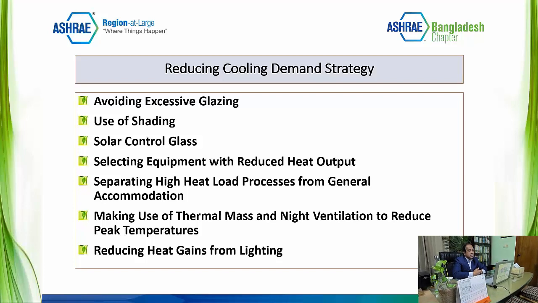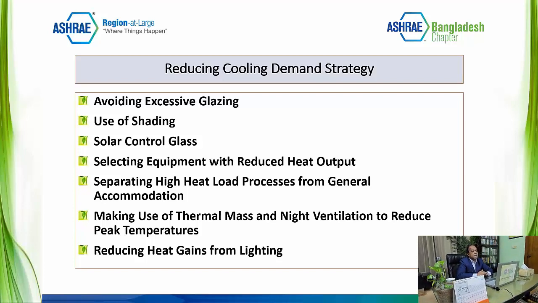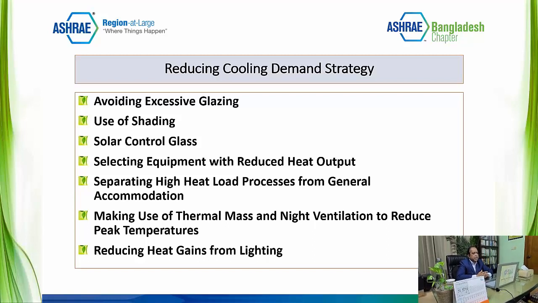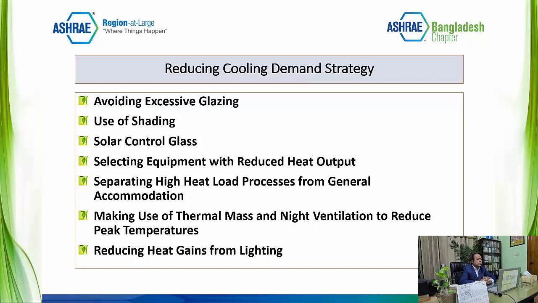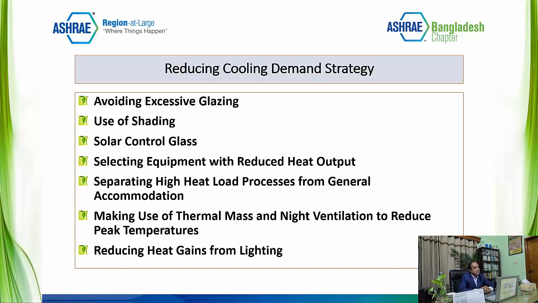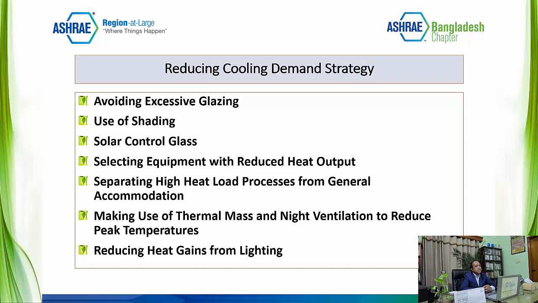Also some strategy here: avoiding excessive glazing. Think about those glass houses. They put regular glass all around the building, especially on the south side, east side, and west side. Now you cannot stay inside because it's too hot, right? And then you have to cool it down. In Dhaka, there are so many buildings that make glass a part of their design, which really raises our cooling demand significantly.